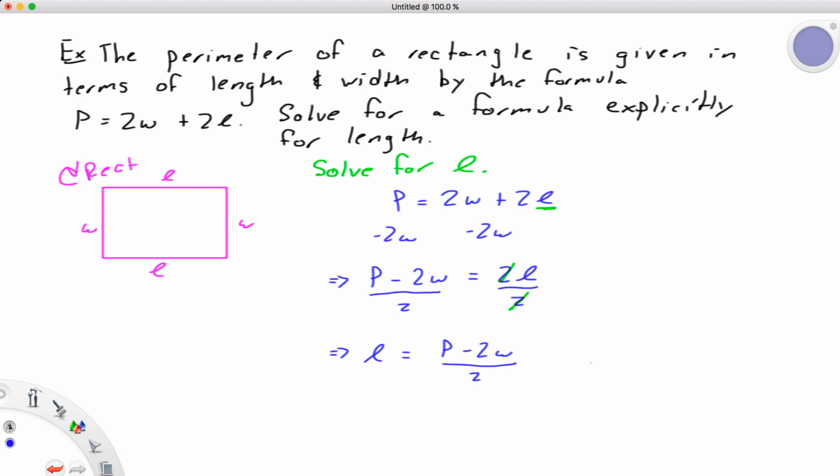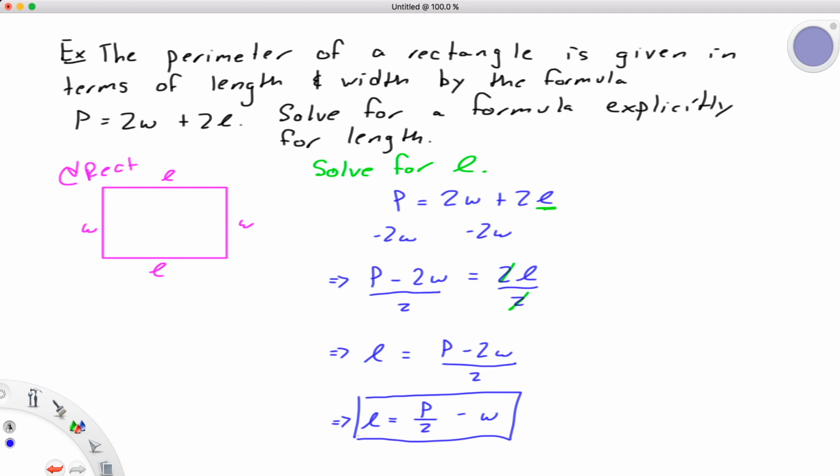We could do a little bit of simplification on this if we want to rewrite this a little bit. Perhaps we would distribute this division, right? So we're dividing by each of the terms. We can divide the P by 2, and we can divide the 2W by 2. Now the reason we might want to do that is because 2 over 2 is just 1, and so we could rewrite this then as W. But this now gives us a formula explicitly for L, explicitly for the length.